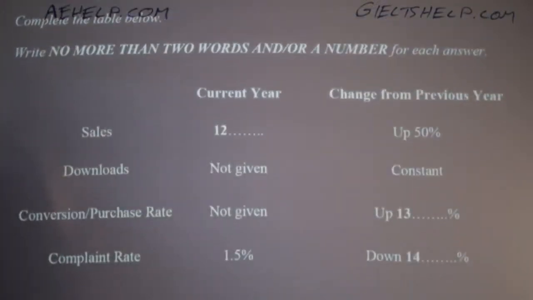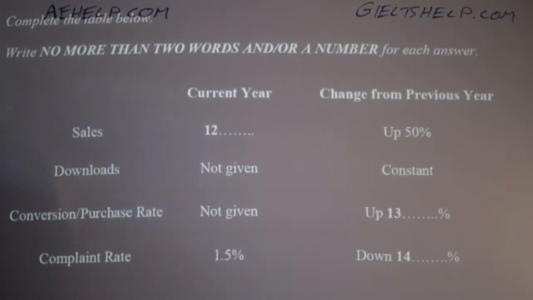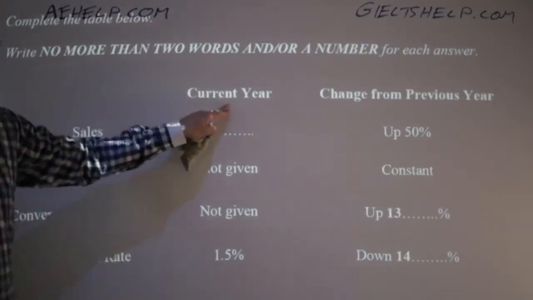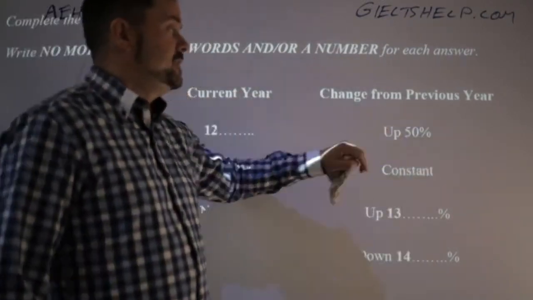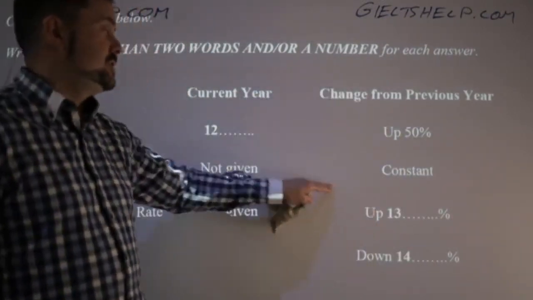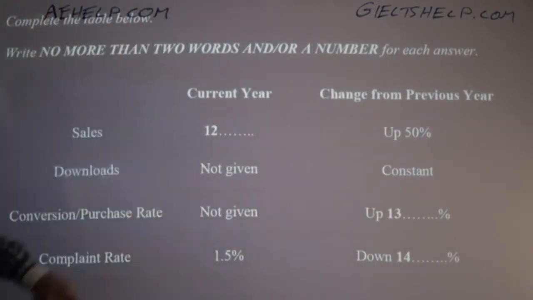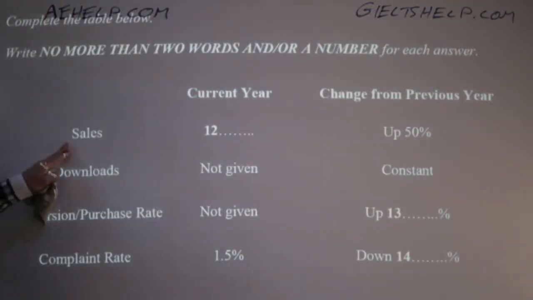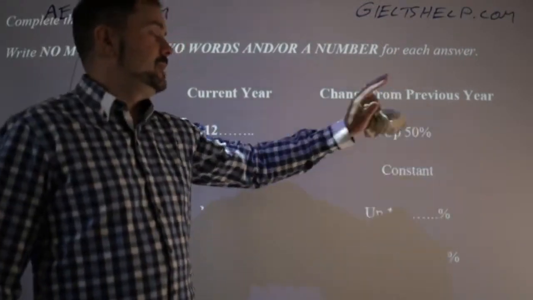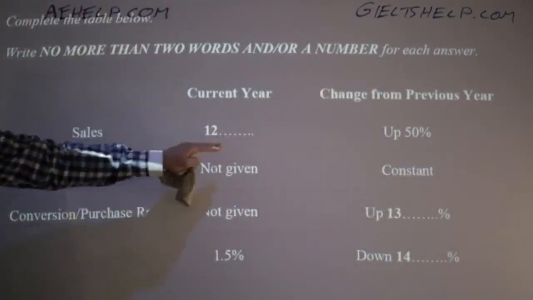Now, here we had this filling in the table. It was a little bit challenging for some of these. You had to really pay attention. Not as much repetition as part one. So current year and change from the previous year. So this is the rate of change. This is the actual raw number. So sales were up 50% from the last year, totaling how much?